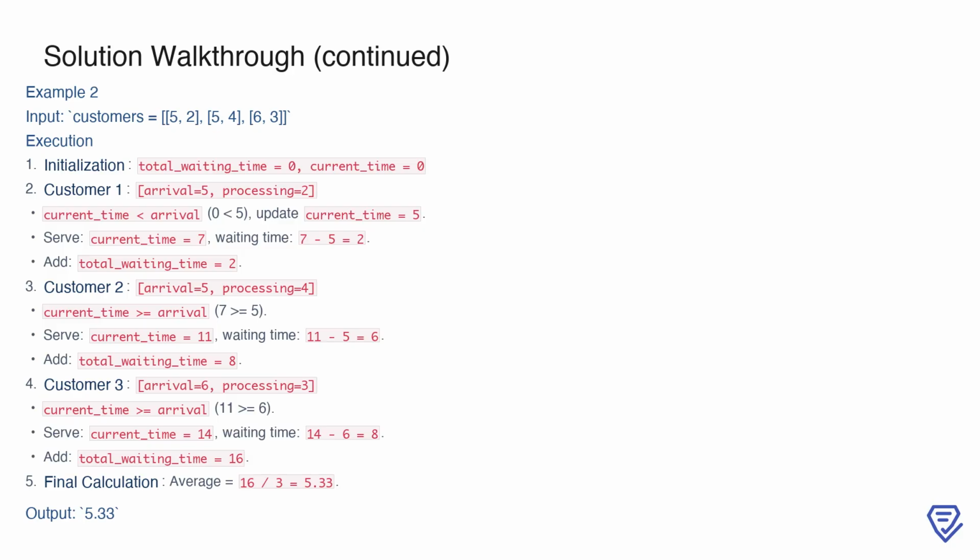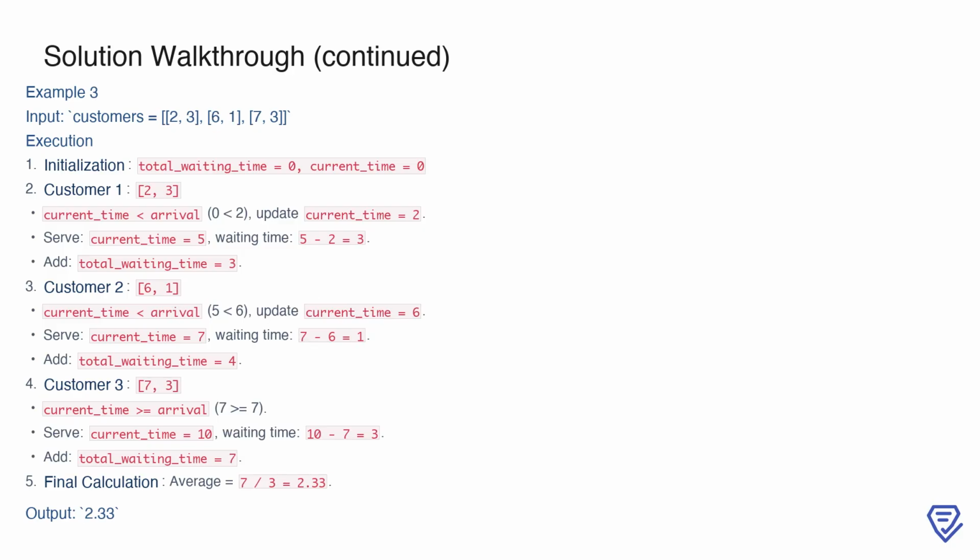For the third customer, arrival equals 6, processing equals 3, the chef starts immediately since the current time is greater than their arrival time. After processing, the current time becomes 14, and their waiting time is 14 - 6 equals 8. The total waiting time now is 16. Dividing the total by the number of customers gives an average of 16/3 equals 5.33, which is the output.